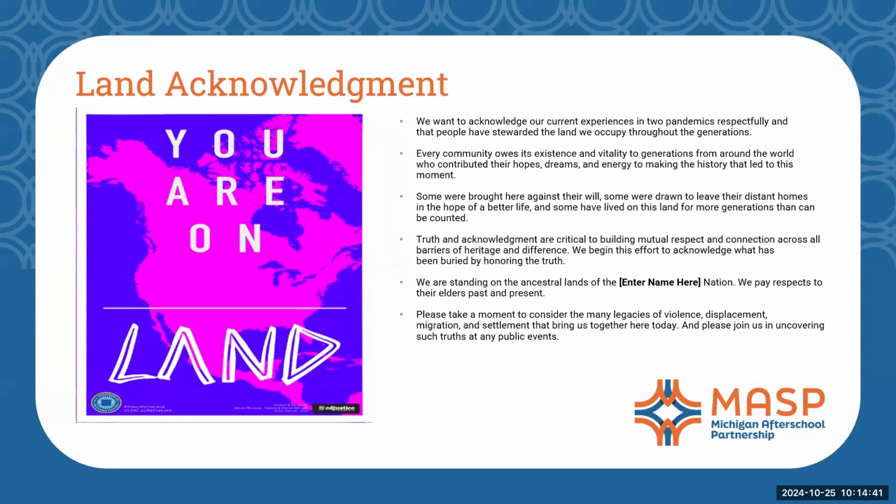Truth and acknowledgement are critical to building mutual respect and connection across all barriers of heritage and differences. We begin this effort to acknowledge what has been buried by honoring the truth.